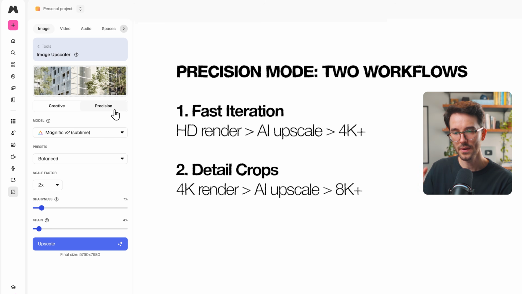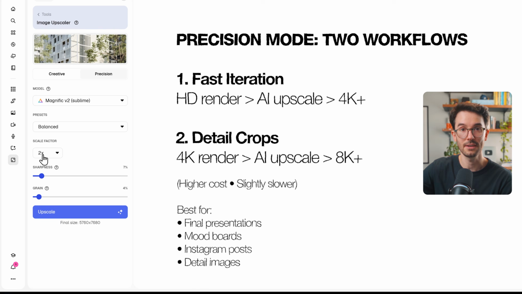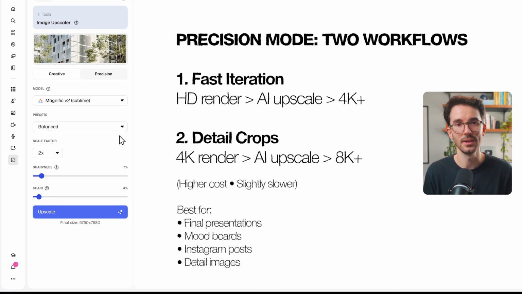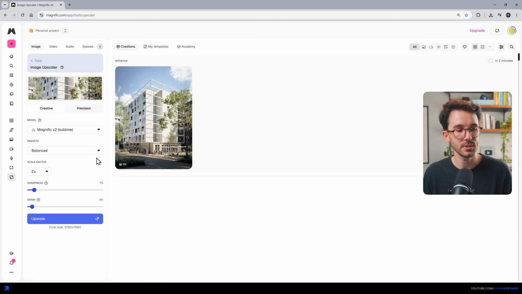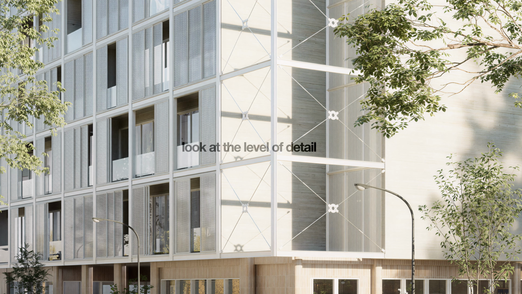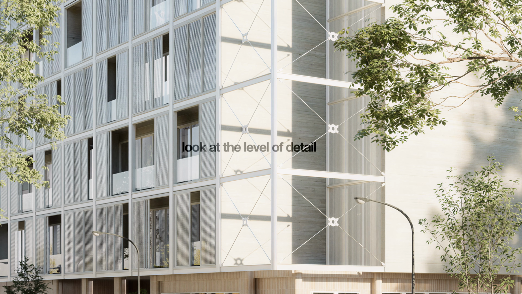And then two, if you already have a 4K resolution, something like a final image, and then you want to push it to 8K maybe, or sometimes even more, to do specific crops of your image as sort of like detail images. This is great for mood boards, Instagram posts, or just sharing specific details about your image with clients, competitions, portfolios. I use this a lot.